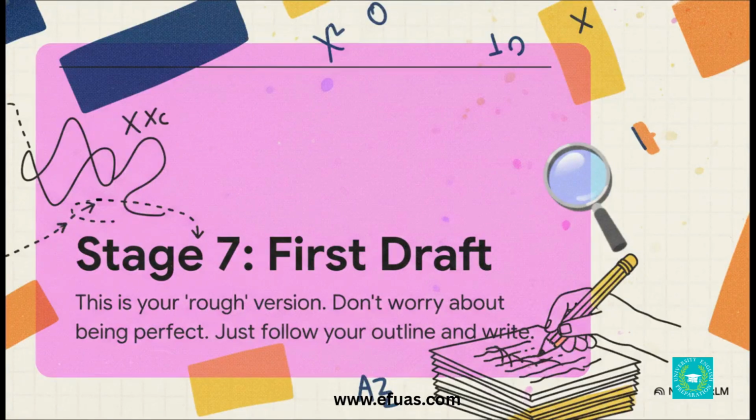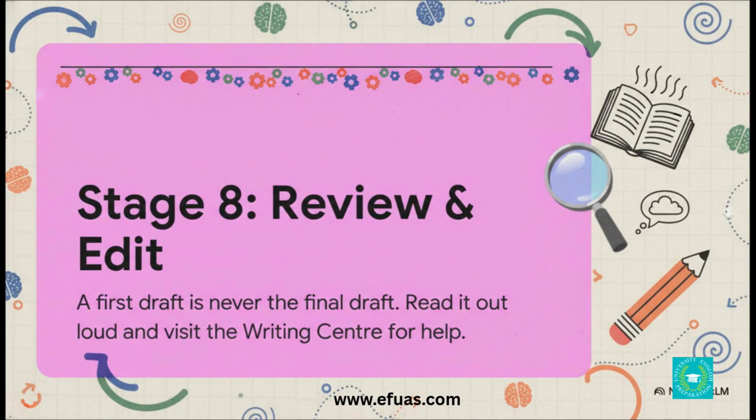Okay, stage 7 is writing that first draft. And the key word here is first. This is just your rough version. Its only job is to get your ideas from your outline down onto the page. Don't worry about perfect grammar. Don't worry about spelling. Just write. Just follow your map.